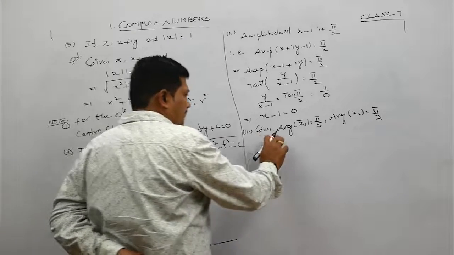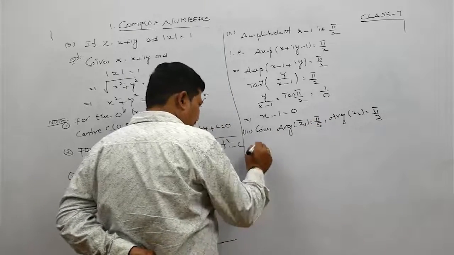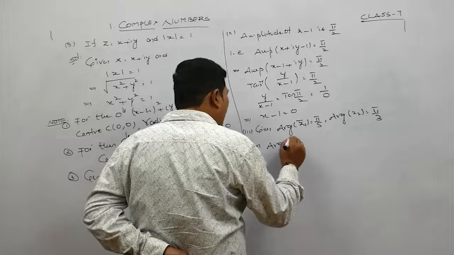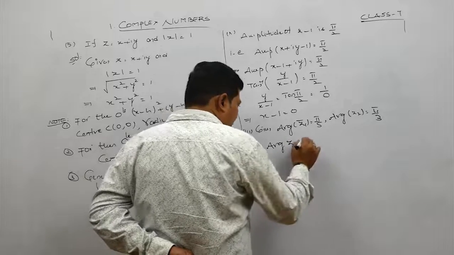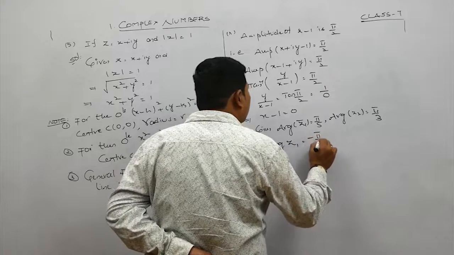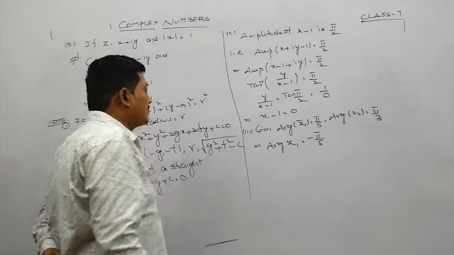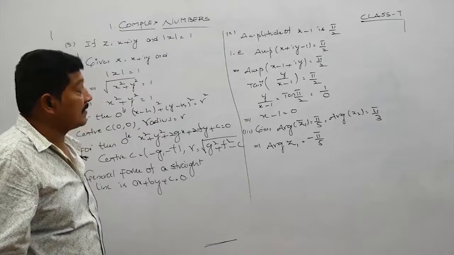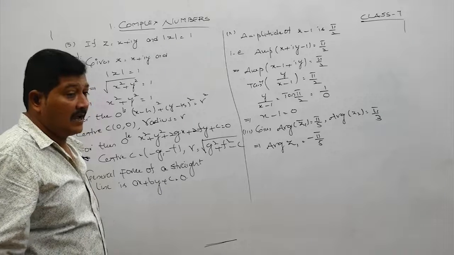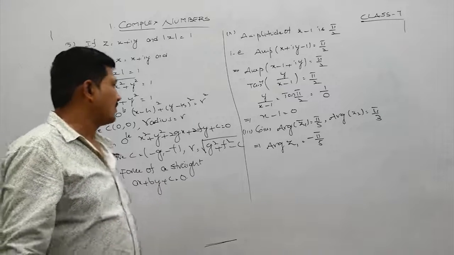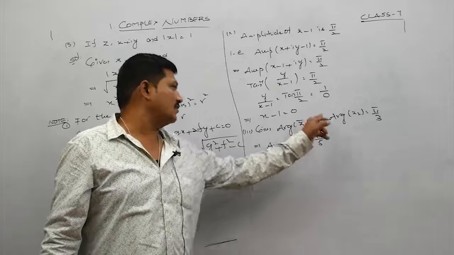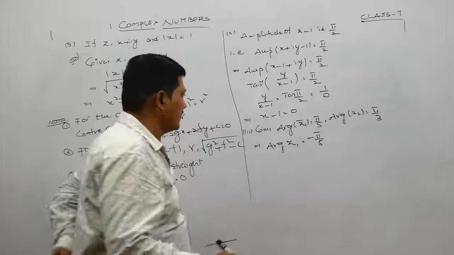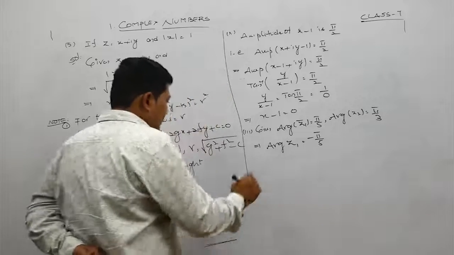Now argument of z1 bar is equal to pi by 5 implies argument of z1 is equal to minus pi by 5. Yesterday we derived this one. Argument of z is equal to theta, then argument of z bar is equal to minus theta, and as usual reverse. Now here argument of z1 bar is equal to pi by 5, argument of z1 is equal to minus pi by 5. And what we are going to ask here?